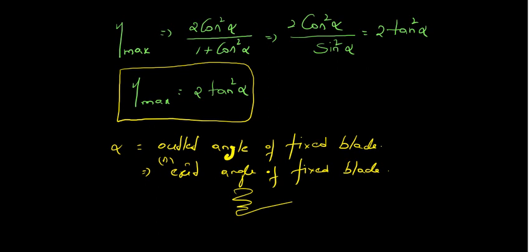What is the value of the degree of reaction for the Parsons reaction turbine? We have solved it one after the other by considering the enthalpy drop over a fixed blade and the enthalpy drop over a moving blade, right? And finally, we have got a relation of 1 by 2. That means the Parsons reaction turbine has a symmetrical blade. That is, the fixed blade and the moving blade, both of them are symmetrical about the central axis. So there is an equal distribution of pressure on both the moving as well as the fixed blade.